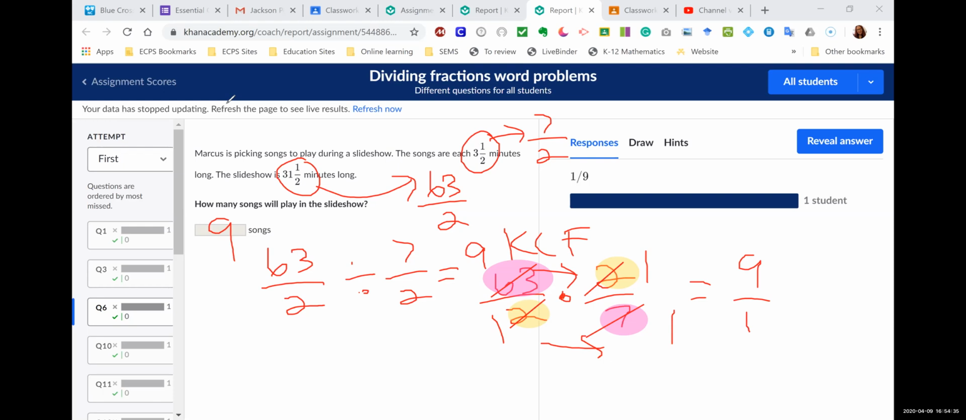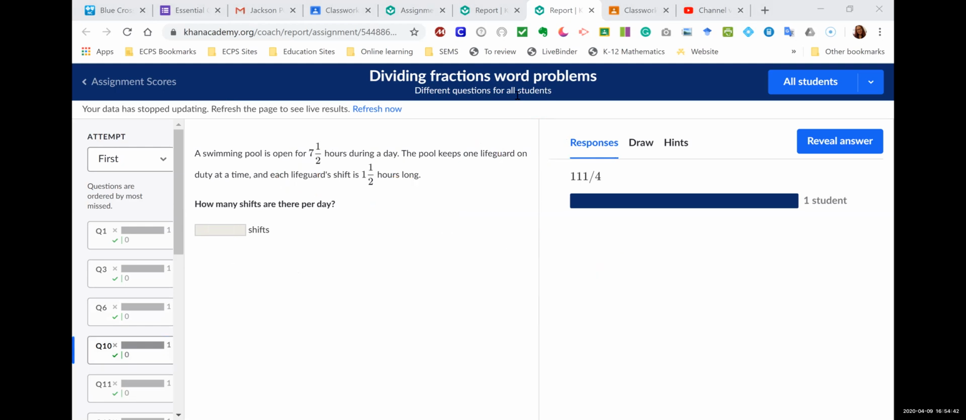All right, so looking at the next problem, I'm going to clear that one out. A swimming pool is open for 7.5 hours during the day. The pool keeps one lifeguard on duty at a time, and each lifeguard shift is 1.5 hours long. All right, so this is how long it's open. This is each lifeguard shift. And what they want to know is how many shifts are there per day. So if each shift is 1.5 hours long, I'm really dividing that whole 7.5 amount by that.